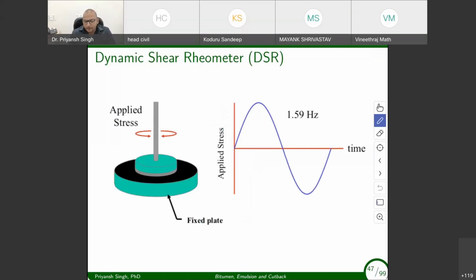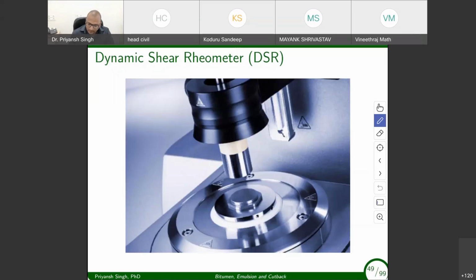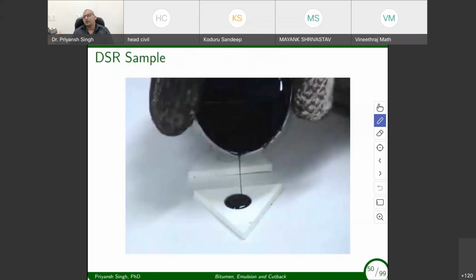One more equipment, or one more fundamental parameter, is tested here by using a dynamic shear rheometer. In the dynamic shear rheometer, a two-plate geometry is used to load the sample by applying a sinusoidal load. This is a picture of a dynamic shear rheometer. This is the fixed plate or lower plate, and this is the moving plate. And this is how you pour your sample in a mold or silicone mold.